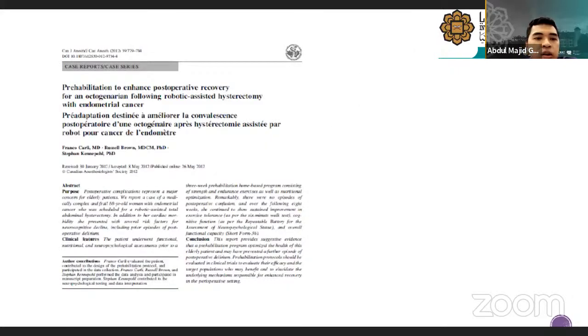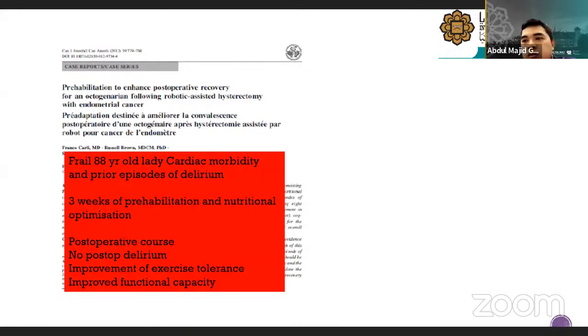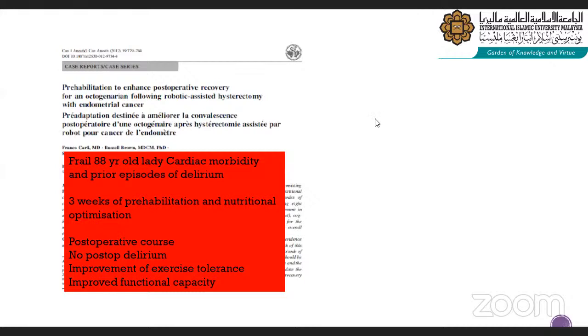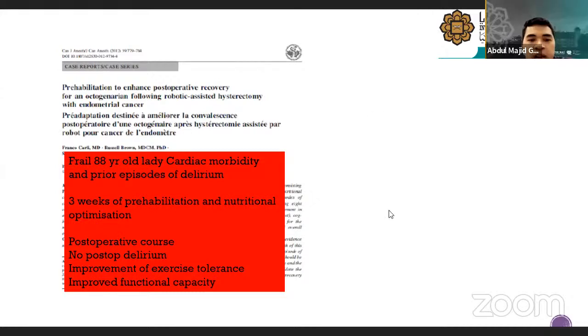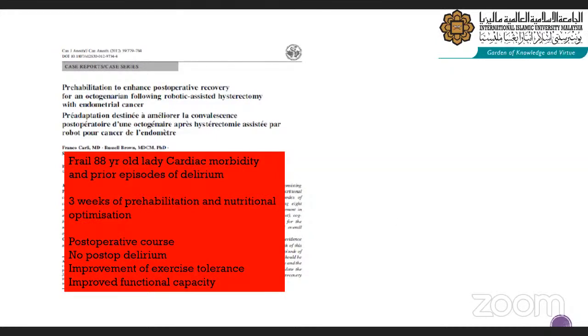So this is a case report in early 2012, whereby a frail 88-year-old lady with cardiac morbidity and a prior episode of delirium underwent 3 weeks of prehabilitation and nutritional optimization. Post-operatively, she had no post-op delirium, improved exercise tolerance, and improved functional capacity.